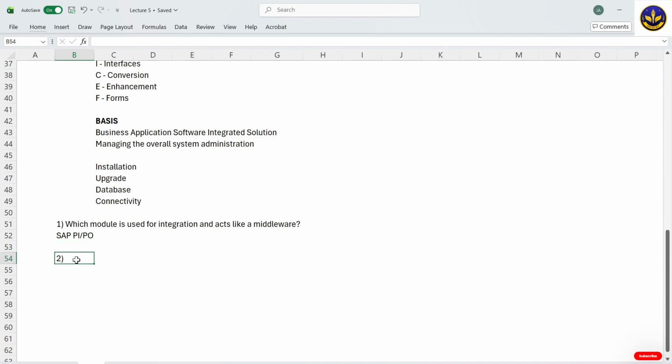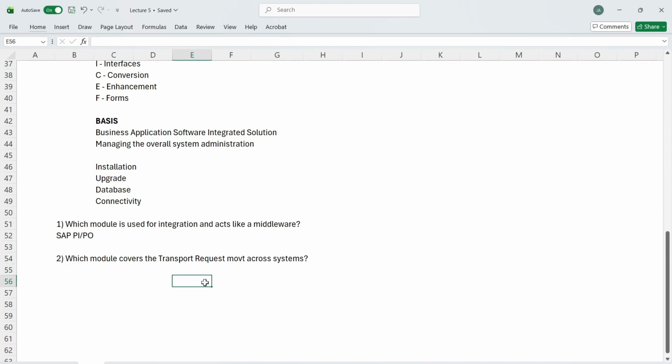Now we have the second question, which I want you to answer in the comment section. The question is: which module covers the transport request movement across systems? Okay, thank you. We will meet in the next session.